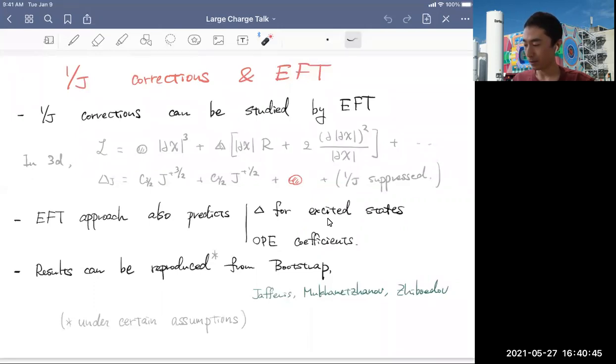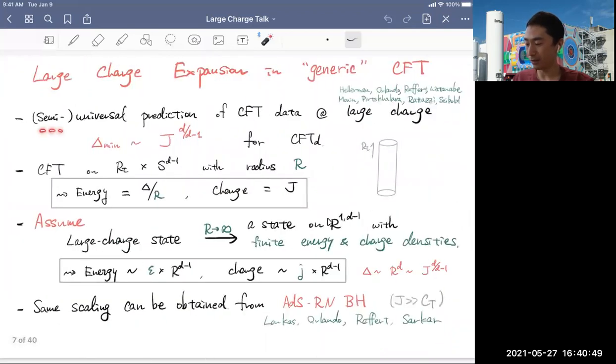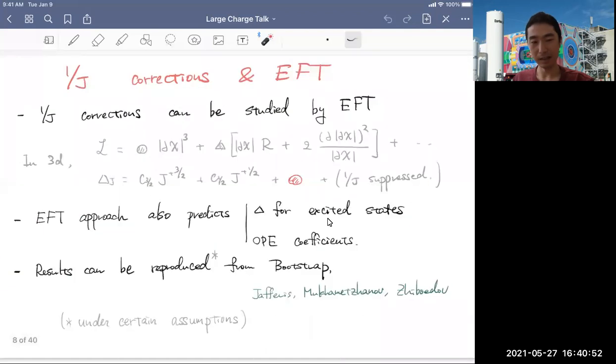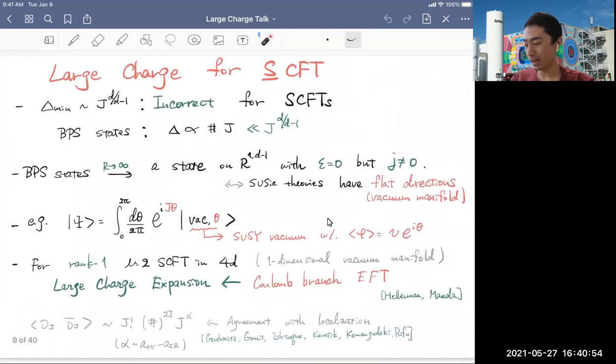Okay, however, as I wrote in the previous slide, this is a semi-universal prediction. The reason why I wrote semi-universal is that this is, for example, not correct for superconformal field theory. This is kind of obvious because I was saying that the minimal conformal dimension of the operator with charge J should scale like this. But obviously, this is incorrect for superconformal field theory because of the BPS states or BPS operators, for which Delta is linear in J.